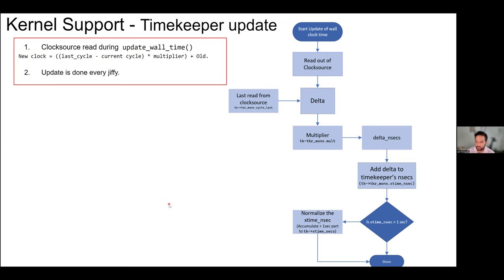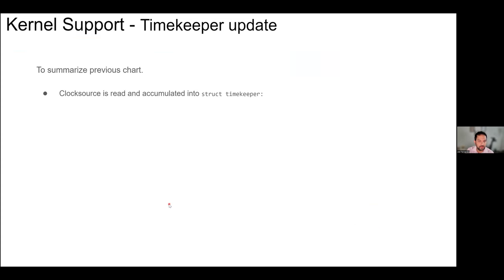If the nanoseconds overflow, going over 1 second, then we normalize it. We convert those nanoseconds to seconds, and we reduce the nanoseconds by the same amount, because we don't want the nanosecond field to grow too big. So we do this normalization process. But essentially this flowchart I'm showing here happens every Jiffy.